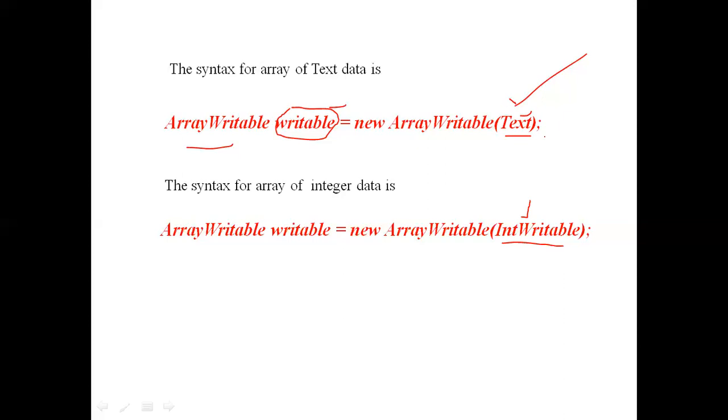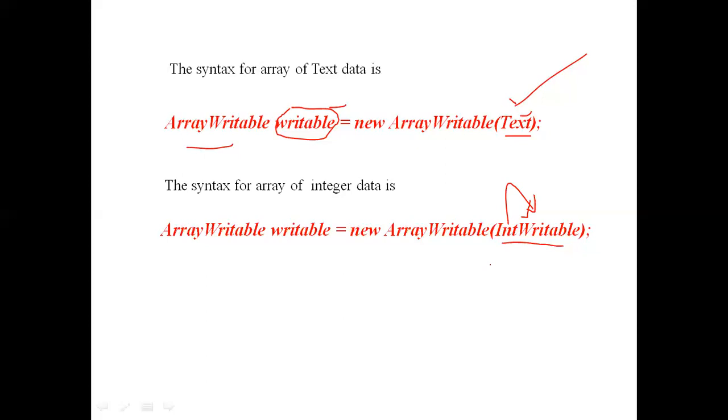Similarly, if you want to create an array of float values, we will write the same syntax. Array writable array name is equal to new array writable of float writable. In the place of int writable, we will write float writable. If you want to create an array of Boolean values, okay, array writable object name is equal to new array writable of Boolean writable. If you want byte writable, okay, like that we can create a single dimension array of any of the values. We will see later how to enter values into this one. We will see that immediately on the next slide.